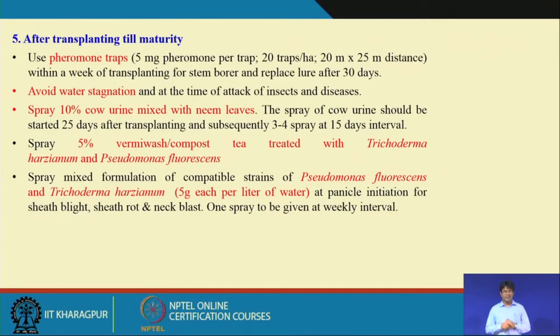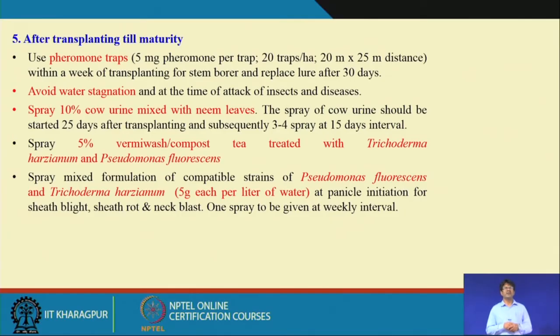After transplanting, till maturity, when the crop is in the main field, we can use the pheromone trap. The number of traps is around 20 traps per 1 hectare of main field, 1 trap for an area of around 20 meter into 25 meter, and 5 milligram pheromone per trap. These pheromones can also be used within a week before transplanting for stem borer, and replace the pheromones every 30 days. As we discussed earlier, this pheromone trap can be used in the main field especially for controlling the stem borers.